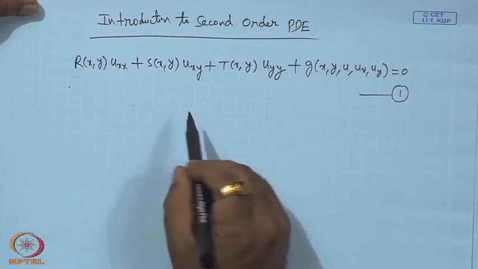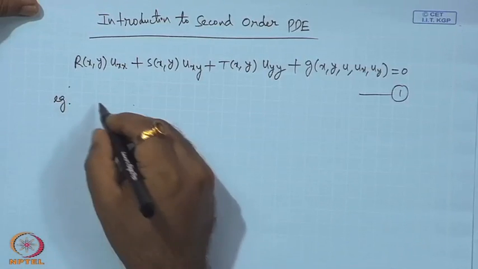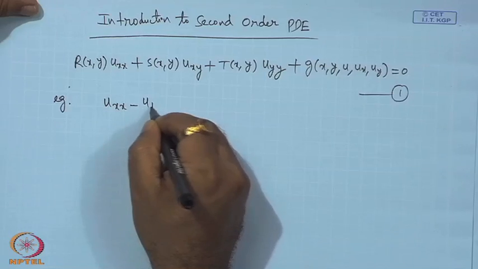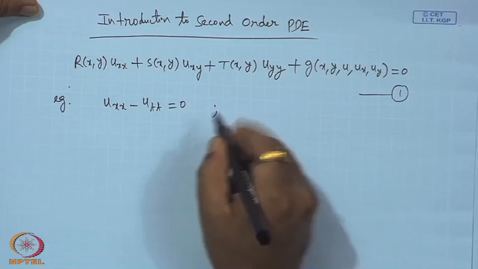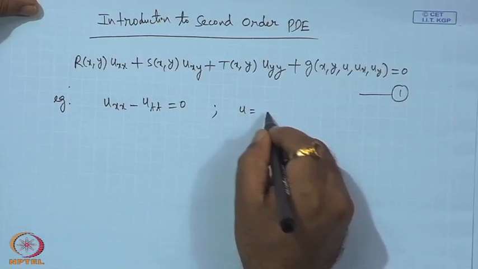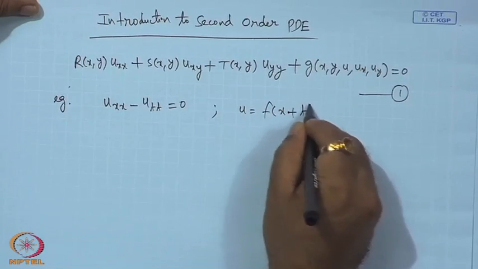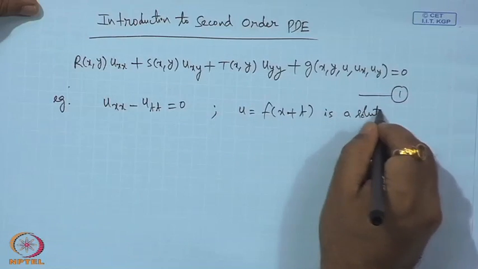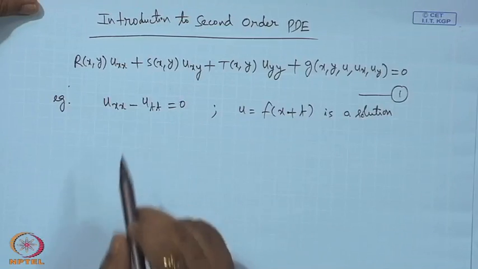For example, consider this: u equals f of x plus t is a solution because it satisfies this equation.